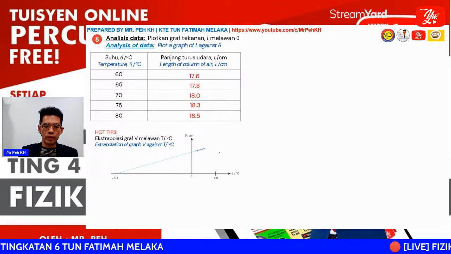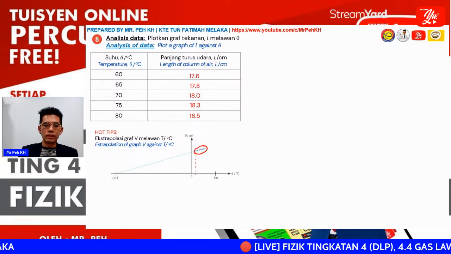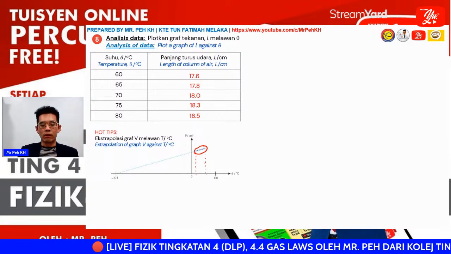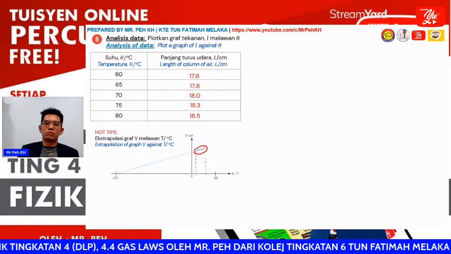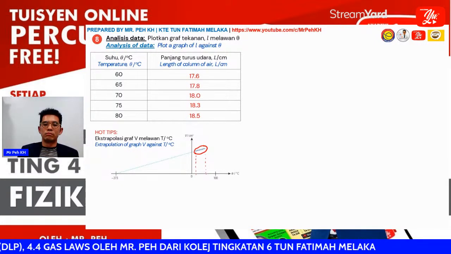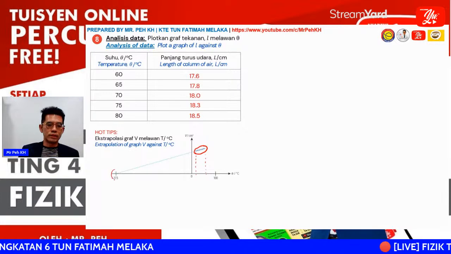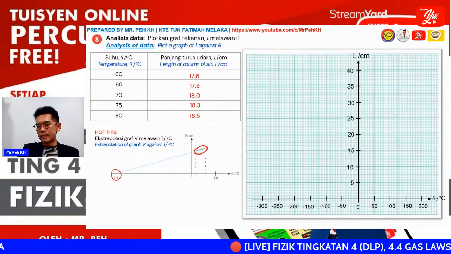Where possible, do it at your school, at about room temperature to boiling point, actually you can get it. And then you need to do an extrapolation and get the absolute zero here. So the graph will be about like this.